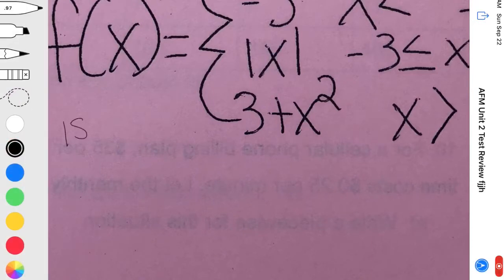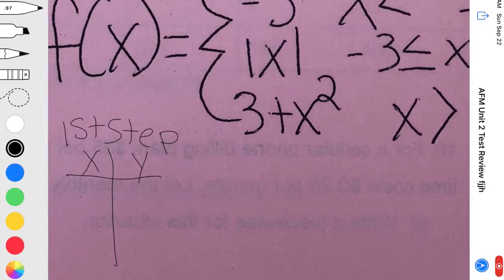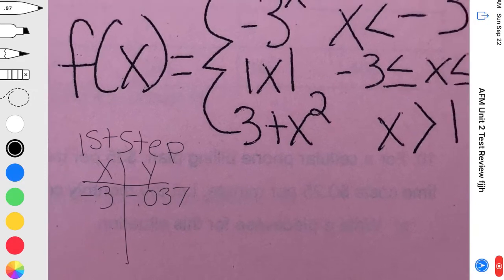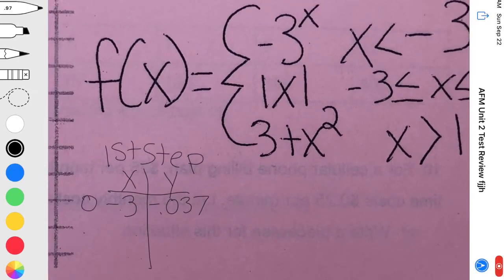So for our first step, our x's, our y's, our first x value that we're going to include in our table is -3, and our y is -0.037. This is going to be our open circle. Then we want x values that are less than -3. So our next one would be -4. And our y value when x is -4 is -0.0123. So then we need to graph it.